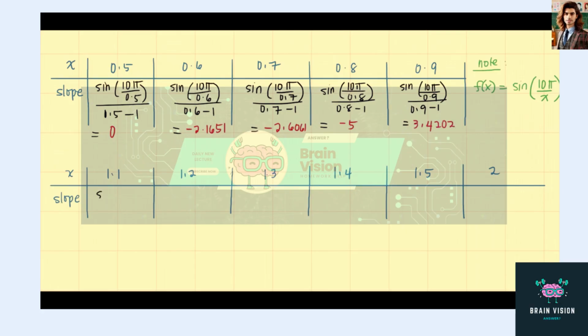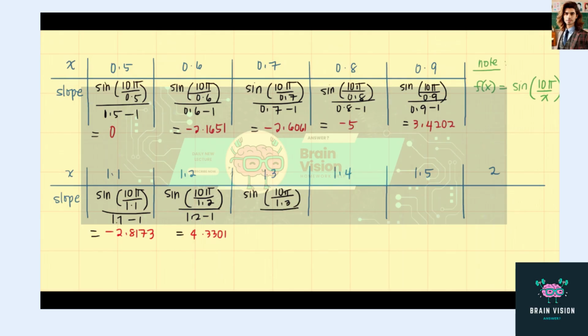If x is 1.1, we have sine of 10 pi over 1.1 divided by 1.1 minus 1, which gives negative 2.8173. And if x is 1.2, we have sine of 10 pi over 1.2 all over 1.2 minus 1. That gives us 4.3301. If x is 1.3, we have sine of 10 pi over 1.3 over 1.3 minus 1. This gives us negative 2.7433.